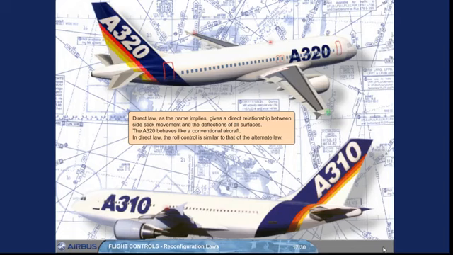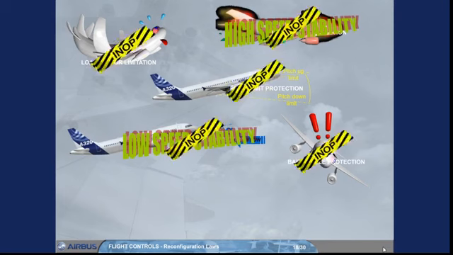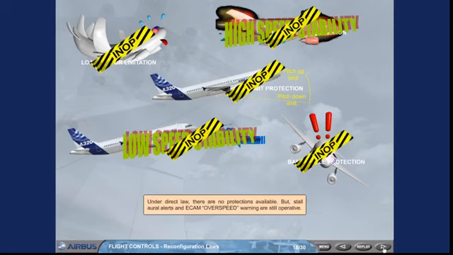Direct law, as the name implies, gives a direct relationship between side stick movement and the deflections of all surfaces. The A320 behaves like a conventional aircraft. In direct law, the roll control is similar to that of the alternate law. Under direct law, there are no protections available. But stall alerts and ECAM overspeed warning are still operative.